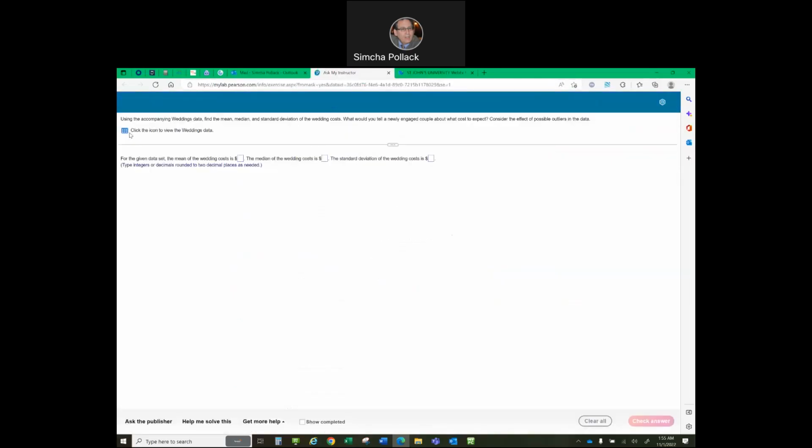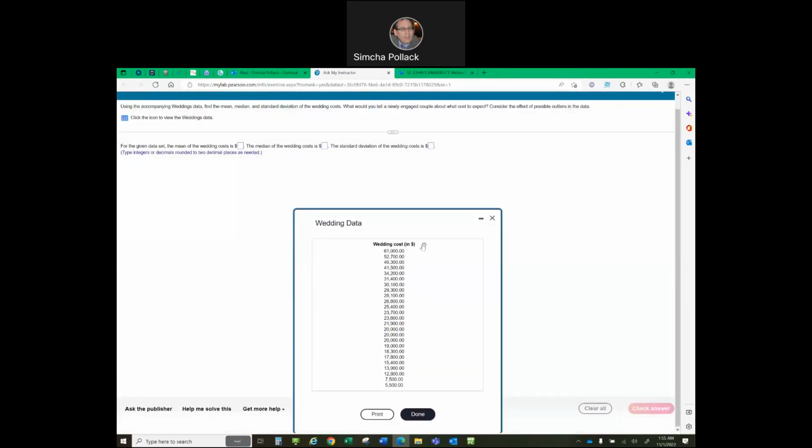Here's the problem. Here's the data. Want the mean, the median, and the standard deviation. Well, that's going to be easy, in StatCrunch especially.